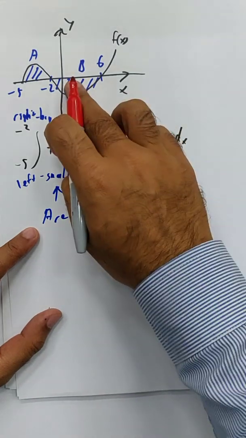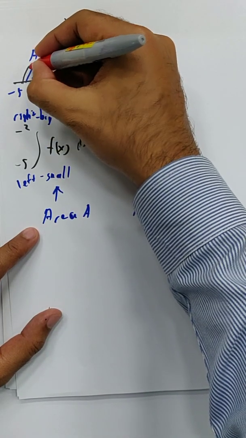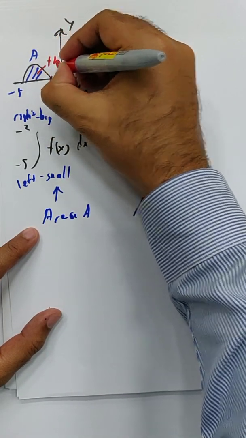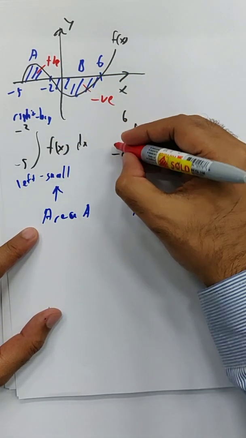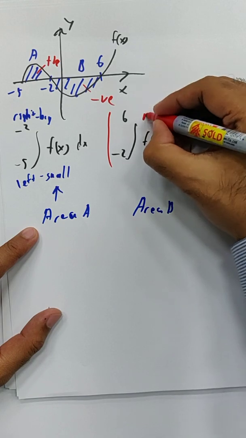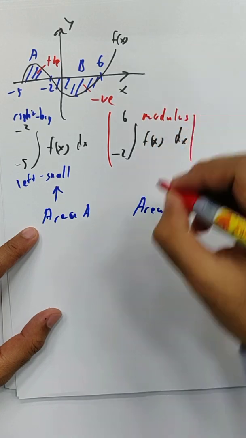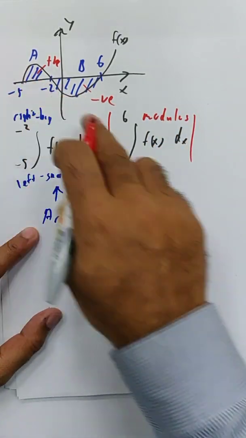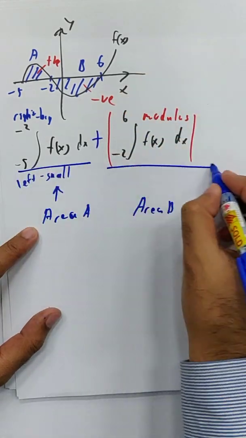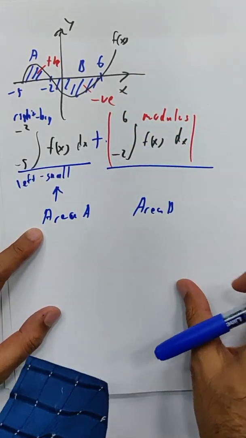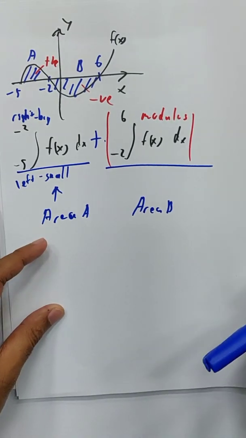But the difference is for this one, you get a positive answer. This one you get a negative answer. So area needs to be positive. So you need to take the modulus. And of course, if you want to find both of the areas, you need to add them up. This plus this, you get the answer. Okay, slightly beyond the syllabus.